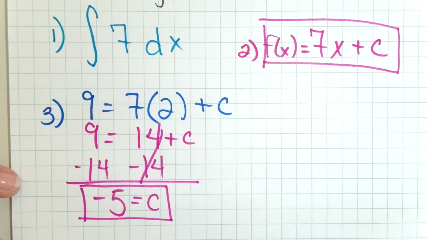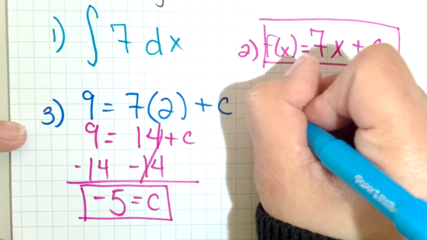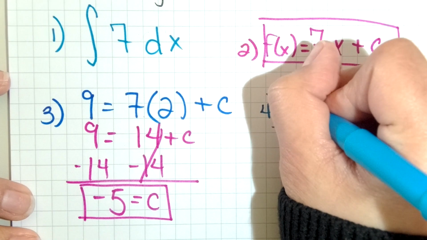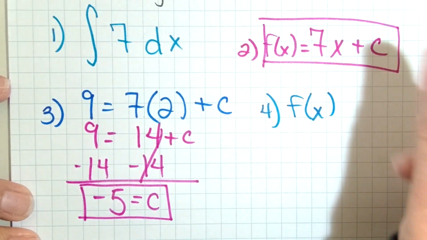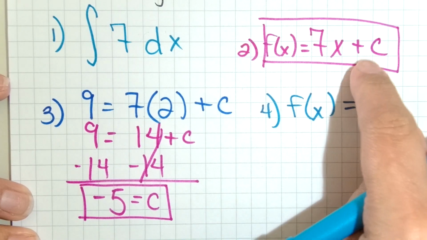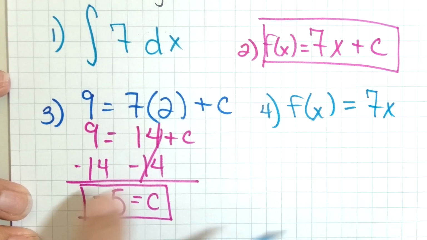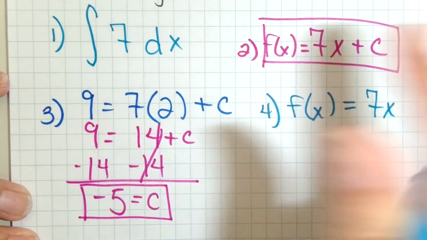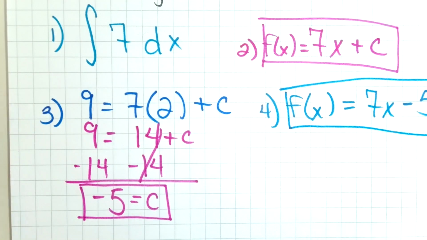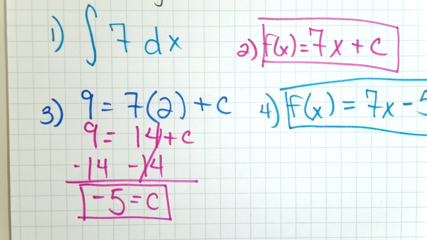Okay. And then my last step is to put it together. So I'm going to use the answers in step 2 and step 3. F of x is equal to 7x. But instead of c, because I've already solved for c, it's negative 5. That is your final answer. Okay?